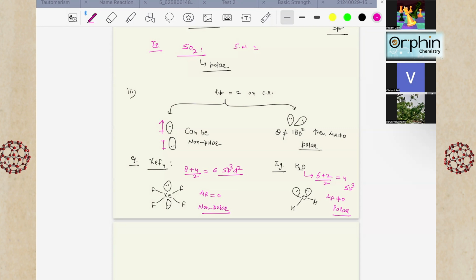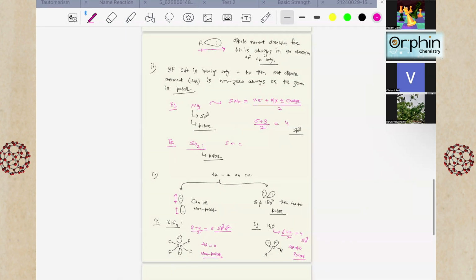So bond polarity is there, but that doesn't mean the compound is also polar, right? If the bond is polar, the compound can be polar, or the compound can be non-polar. It will depend on the overall vector addition of the dipoles in the molecule. So have you understood all these 3 cases?